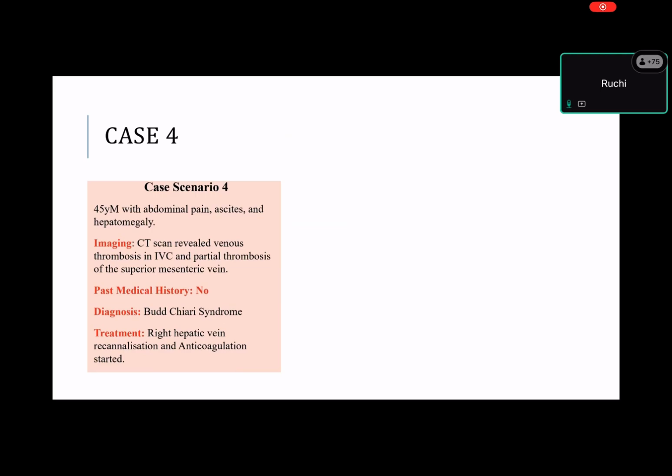Case scenario 4, which was not there earlier, is a new case scenario. You have a 45-year-old male with abdominal pain, ascites, hepatomegaly. CT scan showed venous thrombosis in the IVC and a partial thrombosis in the superior mesenteric vein. There is no other past medical history. The clinical diagnosis is Budd-Chiari syndrome, and a right hepatic vein recanalization was done and anticoagulation started. In such a situation, do you do thrombophilia testing? Yes, you need to do thrombophilia testing.